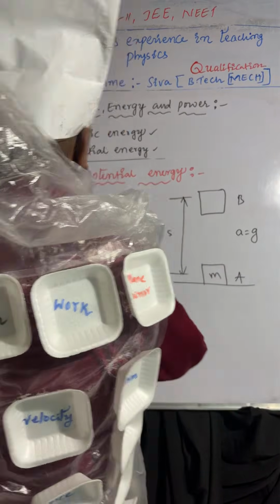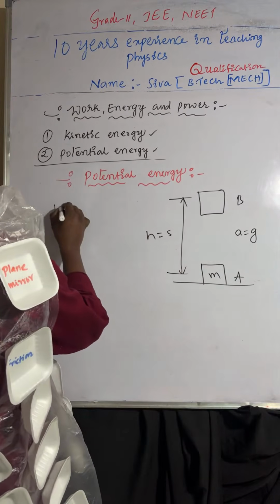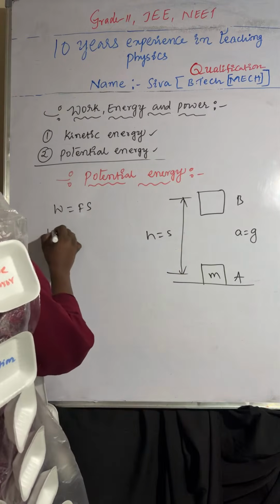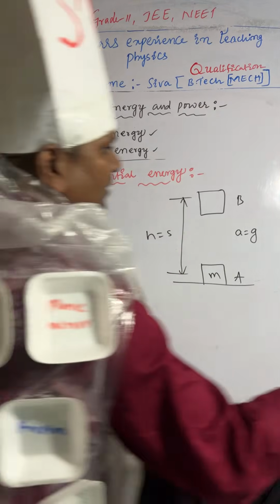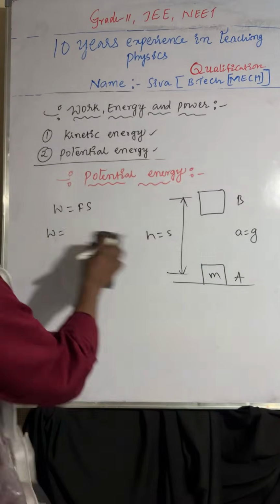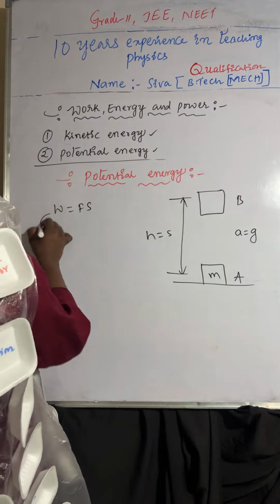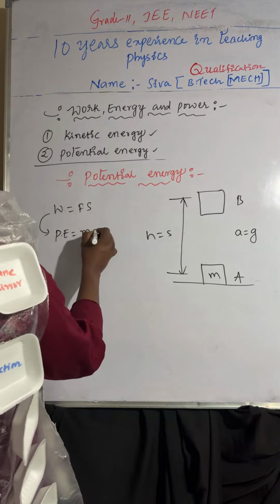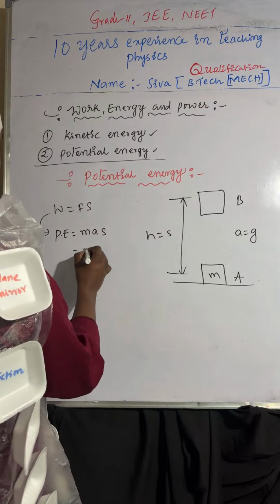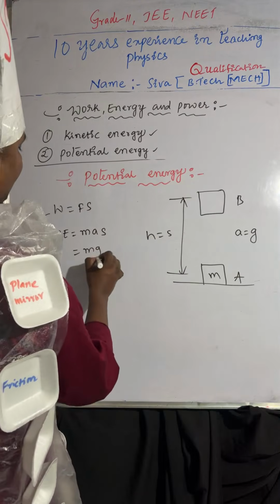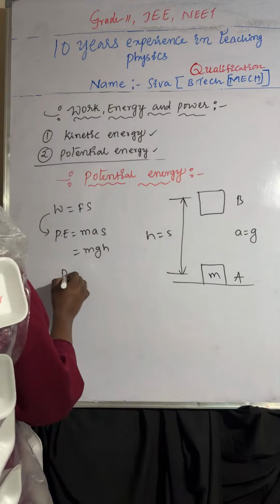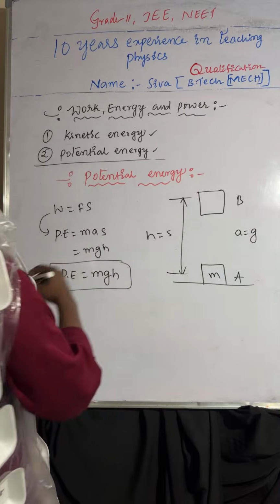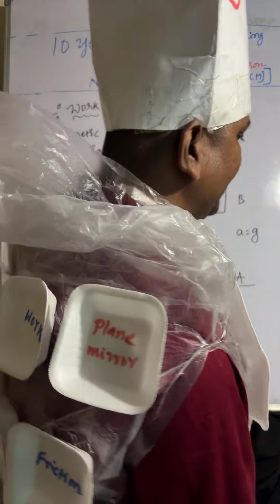So we know work done: when we apply force, the object is moving. So work done is force into displacement. Whatever work is done on the body will become potential energy. So P equal to F into S, which is M into A into S. A is in the form of g, S is in the form of h. So P equal to mgh. Okay, so potential energy equal to mgh.